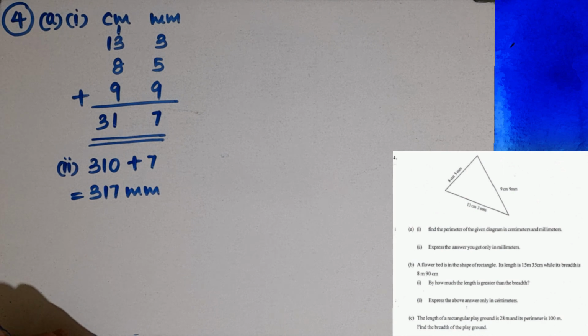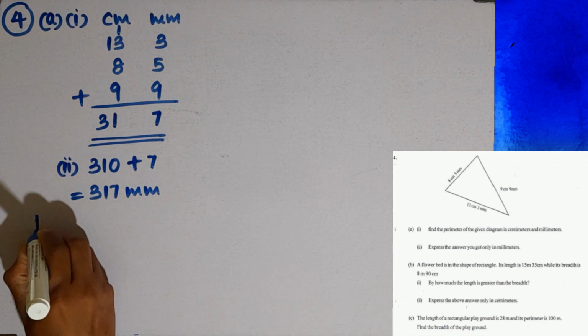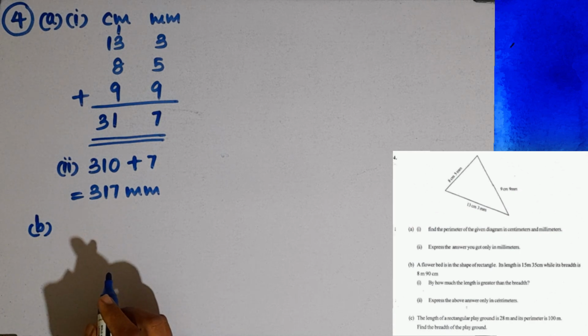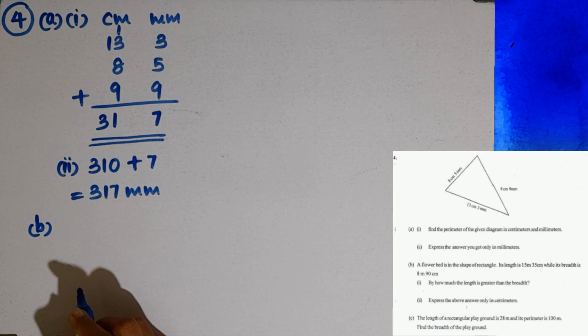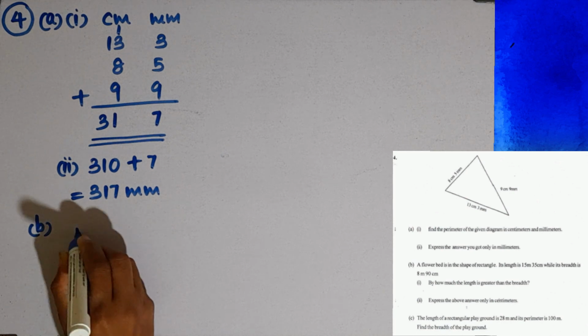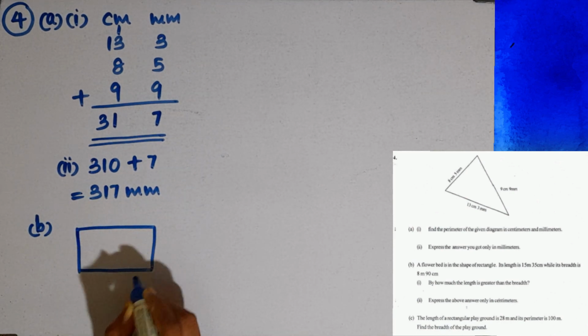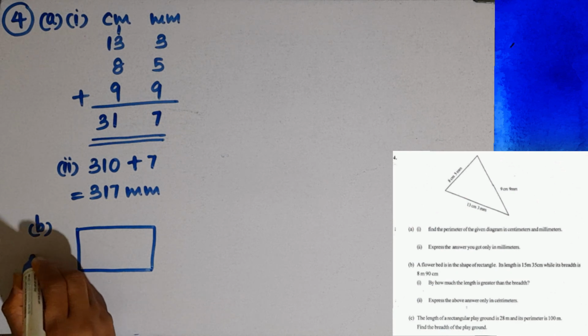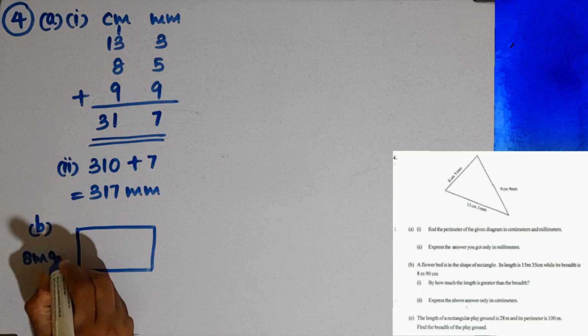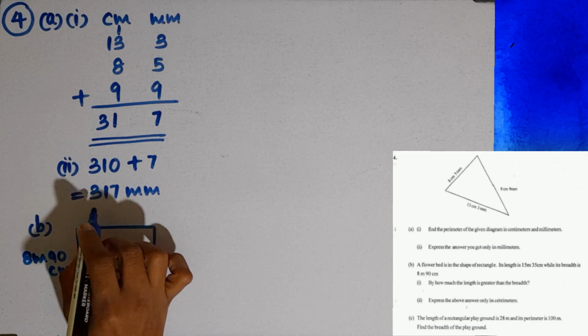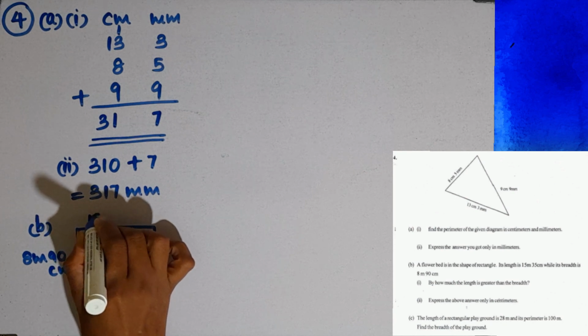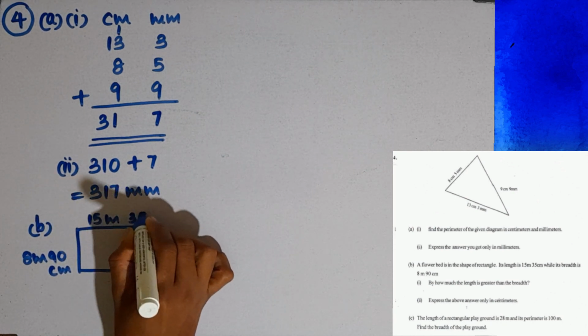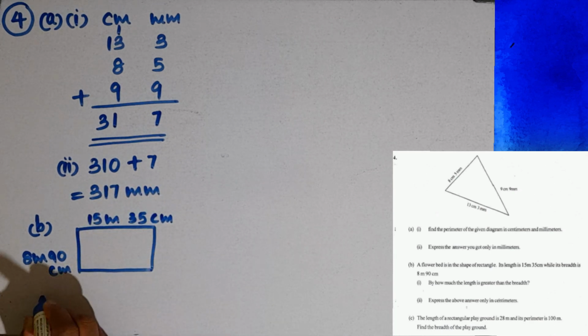Then B part. A flower bed is in the shape of a rectangle. Its length is 15 meters 35 centimeters, while its breadth is 8 meters 90 centimeters. I'll represent the given information in a diagram. This is our flower bed. Then breadth is 8 meters 90 centimeters. Then the length is given as 15 meters 35 centimeters.